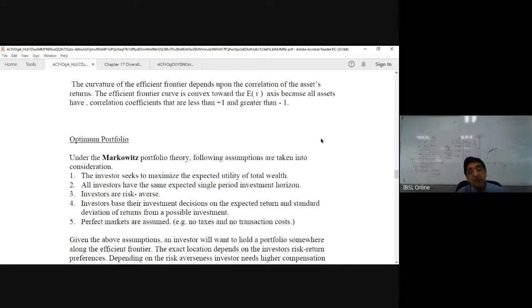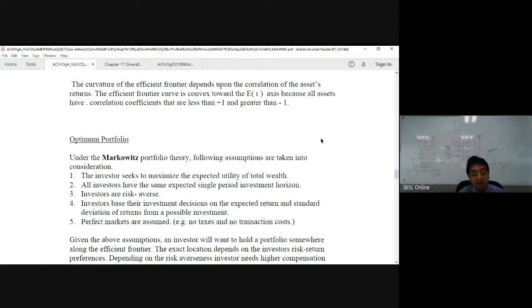Investors base their investment decisions on the expected return and standard deviation of returns from a possible investment. So that is another assumption, because investors decide on their investments on the basis of expected return and the risk. Then perfect markets are assumed. Those are all assumptions, right? Now sometimes there can be a question asking what the assumptions of Markowitz portfolio theory are, maybe a multiple choice question or something like that. So that is why you need to understand these things. Now, perfect markets are assumed. So that is another assumption.